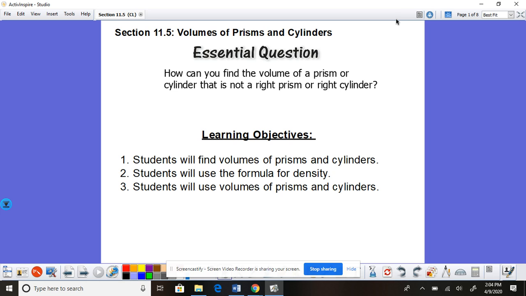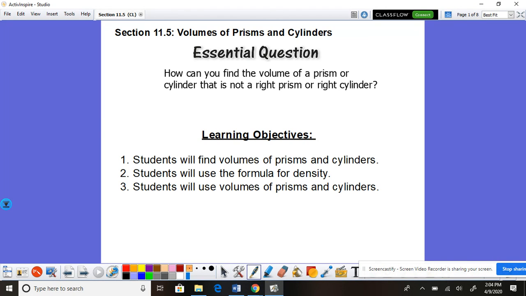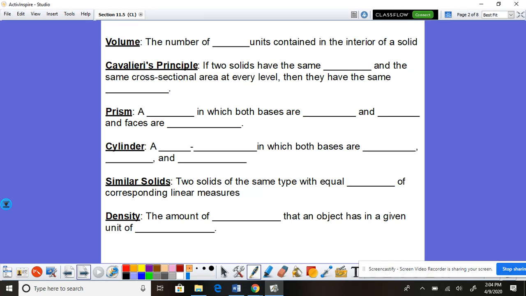Hey guys, this video is going to go over 11.5, which is volumes of prisms and cylinders. This is something that is probably review for most of you, but we do need to go over it. So with that, let's start off with some vocab.